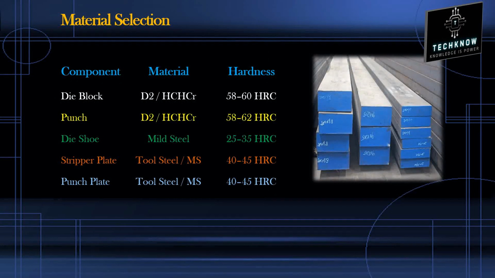Material selection component and material hardness. Die block: D2/HCHCR, 58 to 60 HRC. Punch: D2/HCHCR, 58 to 62 HRC. Die shoe: mild steel, 25 to 35 HRC. Stripper plate: tool steel/MS, 40 to 45 HRC. Punch plate: tool steel/MS, 40 to 45 HRC.